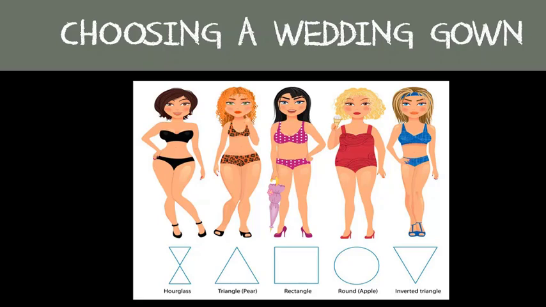If you have an hourglass silhouette, that means you have a full bust and hips with waist definition. If you are a triangle or pear shape, this means your hips are wider than your shoulders and/or your bust. If your shoulders, bust, and hips are about the same size and your waist isn't much smaller, then you have a rectangle or straight athletic silhouette. Now, if you have a full bust and hips without any waist definition, you have what's called a round or apple-shaped silhouette. And lastly, if your shoulders or bust are larger than your hips, you have what's called an inverted triangle silhouette.